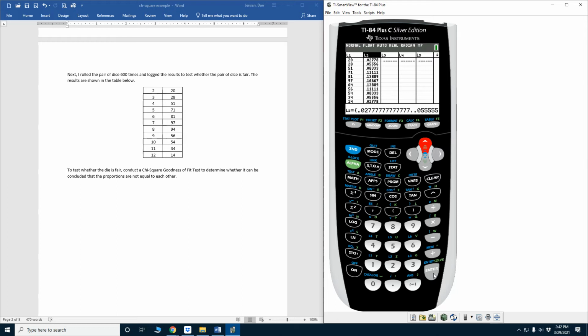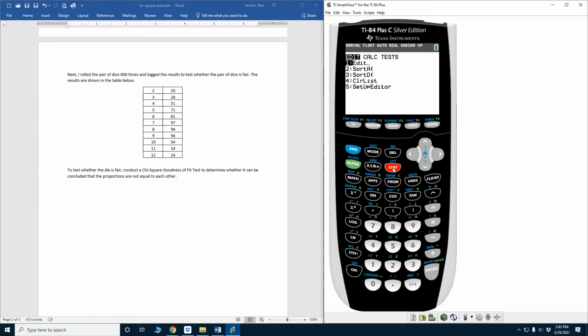What the calculator is looking for that list to be is not the probability, but the expected number. So I'm going to do one more multiplication here. L2 is now going to equal the current L2 times 600, because I'm going to roll the dice 600 times. So if I do 1 out of 36 times 600, 16.667 is how many times out of the 600 rolls I would expect the dice to come up as a 1, and so on. So that's the number of rolls, not the probability.